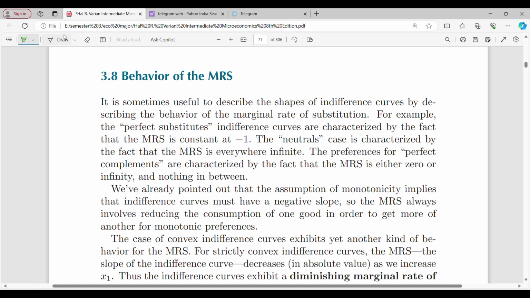The highlighter got stuck. Fine, I'll use the dropper.